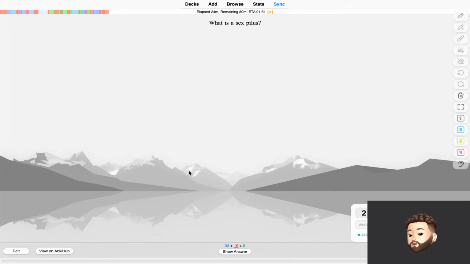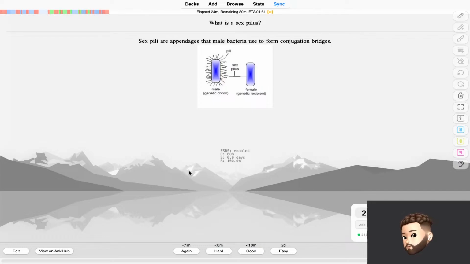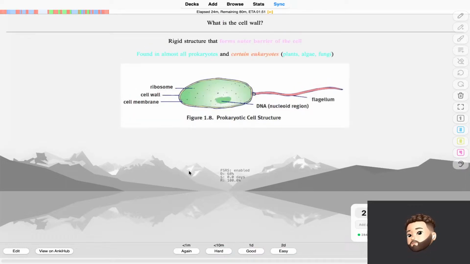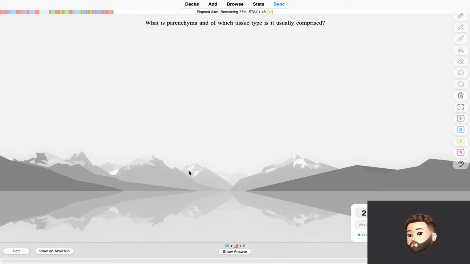What is a sex pilus? It's the appendage used by male bacteria to form conjugation bridges. What is a cell wall? It is the rigid layer that forms the outside layer of the cell. What is parenchyma? Parenchyma is a functional part of an organ. It's comprised of epithelial tissue.